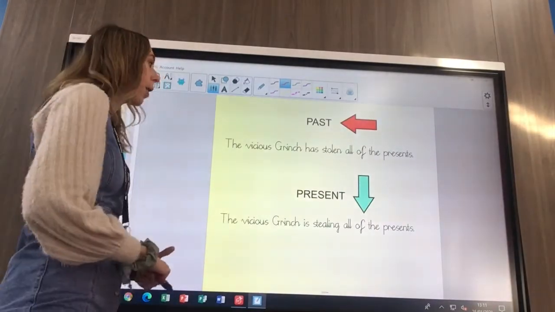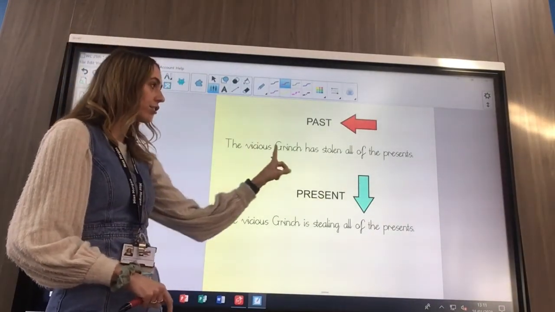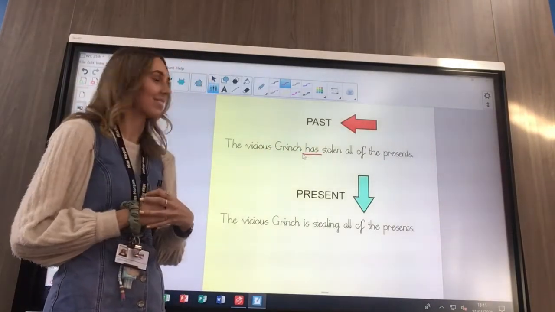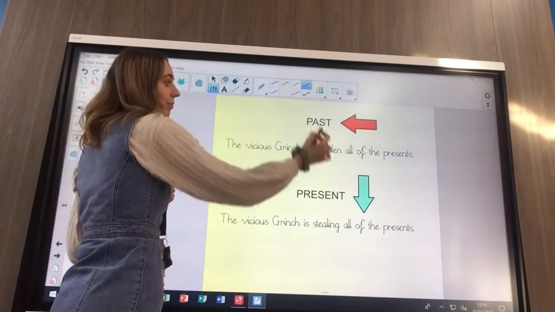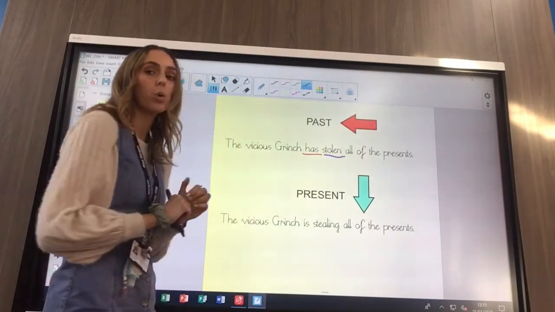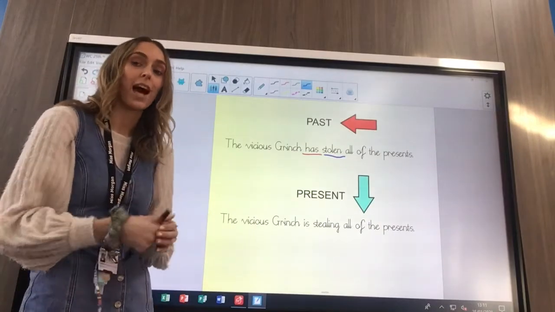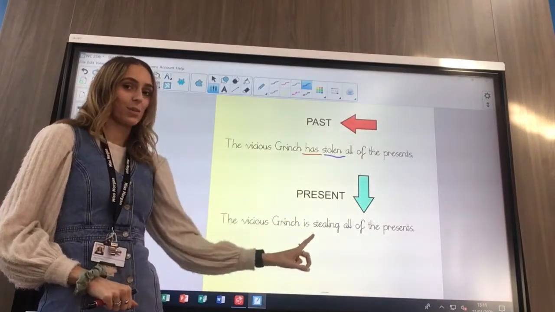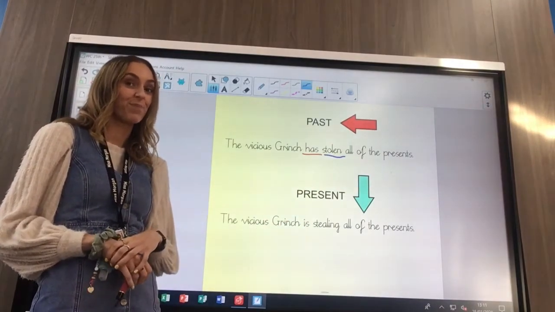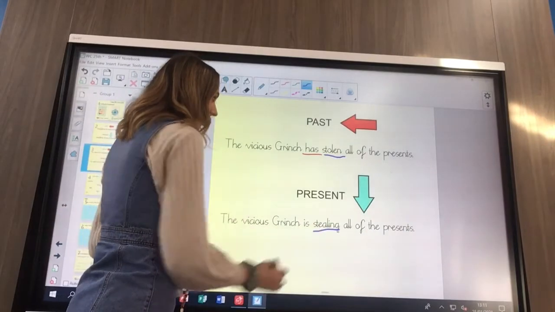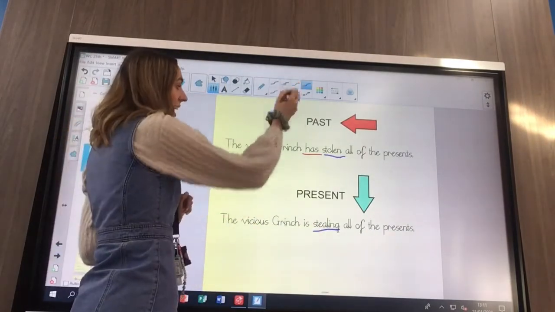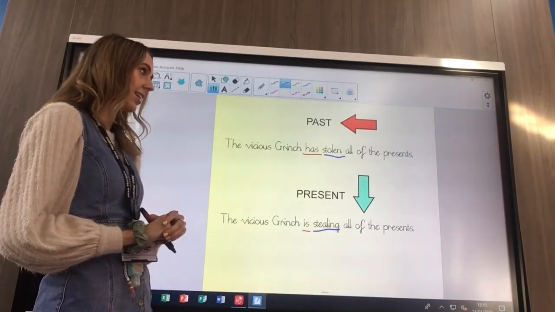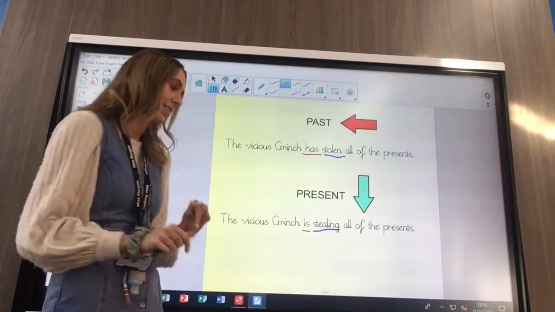Okay, so for our past tense sentence, the vicious Grinch has stolen all of our presents. There's also another word, and that's our verb, stolen. So not all of our verbs have to end in ed for past tense. What's the present tense word for stolen? It's stealing. The vicious Grinch is stealing all of our presents. Okay, so we've got the past tense and the present tense.